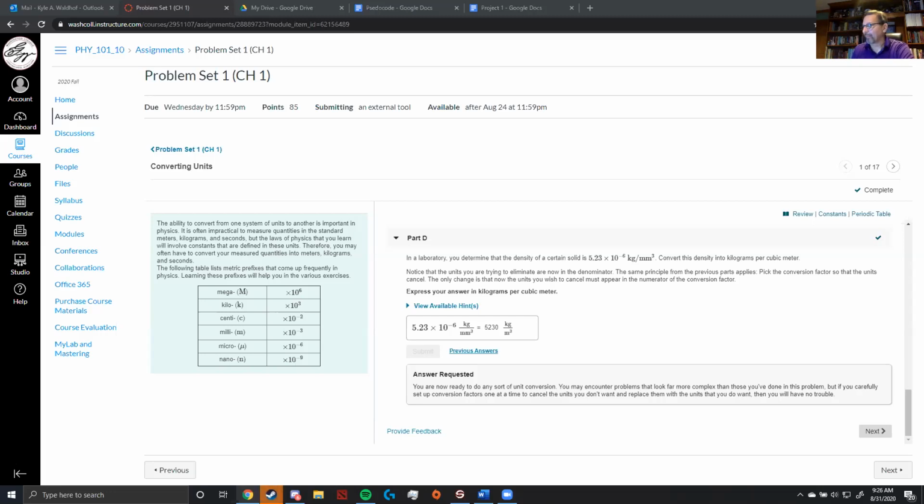Now let's look at the math. I'm going to write down the number here first, and then I'm going to switch over to my whiteboard so I can show you all the steps. Let me get the number down. 5.23 times 10 to the minus 6, and that's kilograms per millimeter cubed.